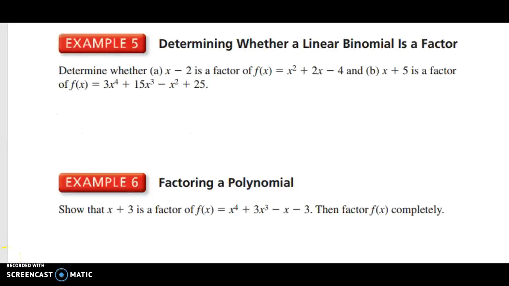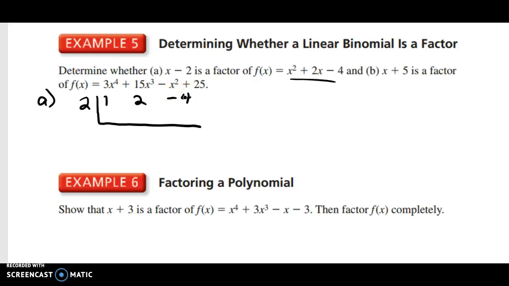So in example 5a, we want to know if x minus 2 is a factor of this function. What you need to do is divide x minus 2 into the function. Now you can do long division or synthetic division. It is possible to do synthetic, which I find easier, so I'm going to set up my synthetic division. The factor is x minus 2, so I'm going to put a positive 2 on the outside and use the coefficients from my function, a 1, a 2, and negative 4.